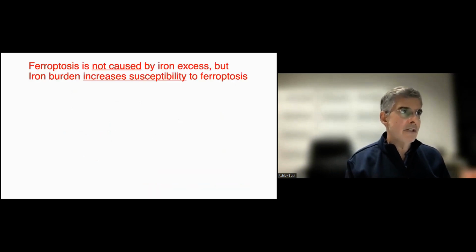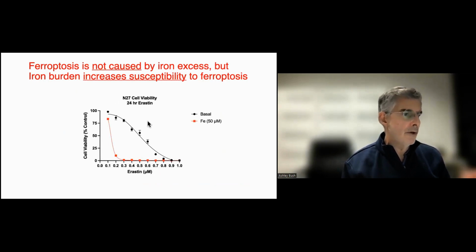Importantly, ferroptosis is not merely caused by iron excess, but iron burden does increase the susceptibility to ferroptosis. And this is illustrated in this experiment where neuronal cells have been exposed to erastin to induce ferroptosis. And you can see the kill curve in black. And when these cells have been co-incubated with a sublethal concentration of iron, you can see the kill curve is shifted markedly to the left. So despite the fact that the iron itself is not causing any toxicity, it potentiates the toxicity that's induced by erastin.